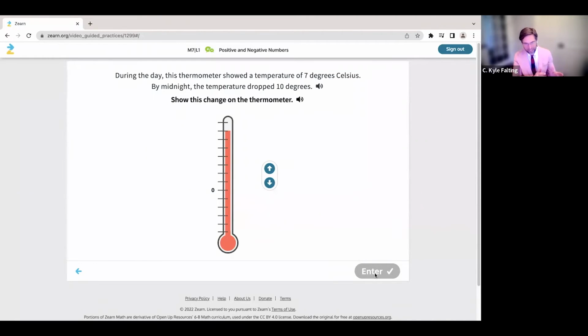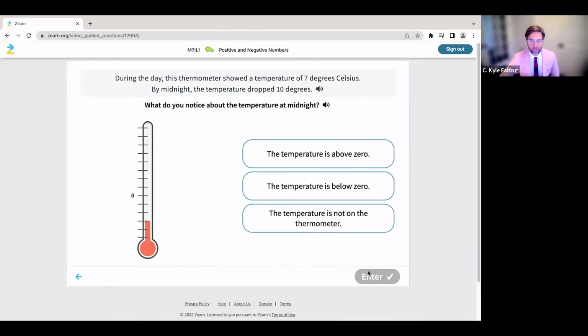I'll do the same thing I did when the temperature increased. I'll count my way down to decrease the temperature by 10 degrees. We arrive at a question that many of us keep in our back pocket: what do you notice? With my representation there for me to reference, I can see the temperature is now below 0.